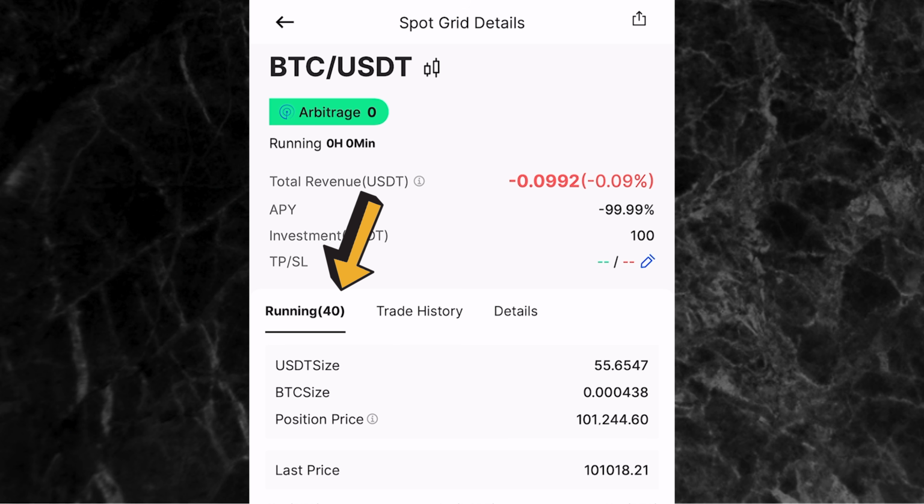Remember I said the number of grids is the maximum number of trades this trading bot can take for you at once. So we currently have 40 open orders right here. That means we have 40 trades that are waiting to be executed. This trading bot will continue to take trades for me, and I'll be monitoring it right there.